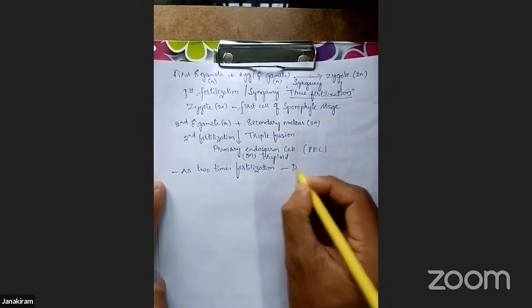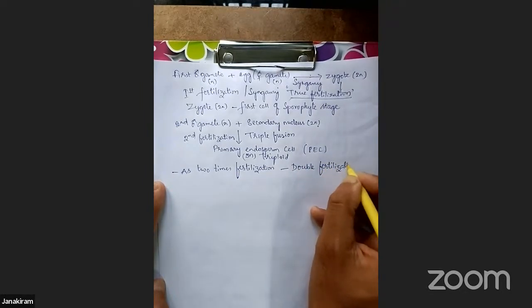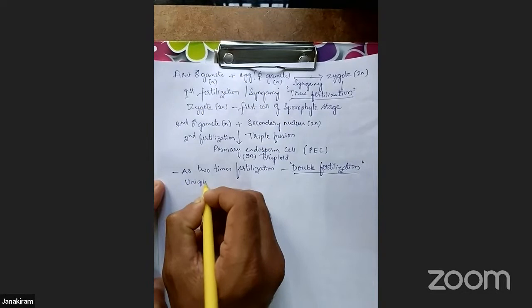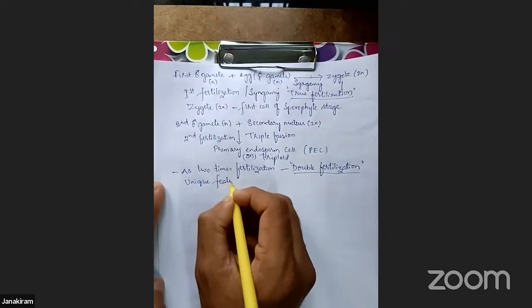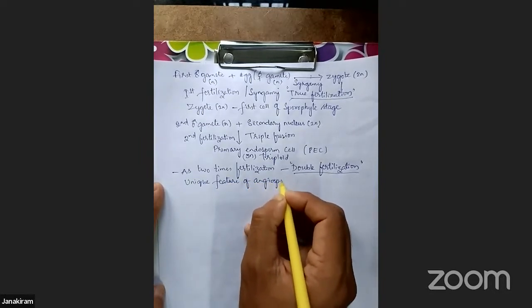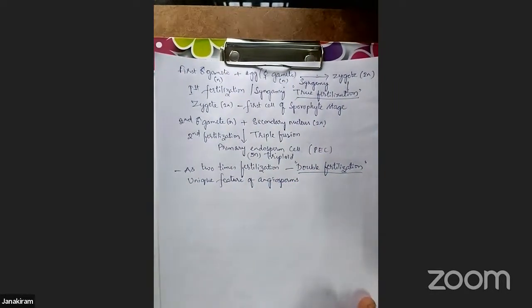As 2 times the fertilization process is taking place, we call this process double fertilization, and double fertilization is a unique feature of angiosperms. No other group of plants has this characteristic feature, only the angiosperms. In lower plants like gymnosperms, pteridophytes and bryophytes, only one fertilization takes place. But here, 2 times of fertilization take place, so we call it the double fertilization process.